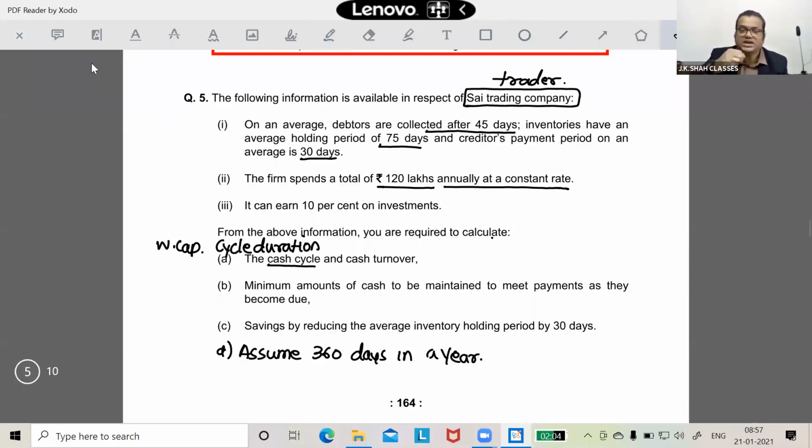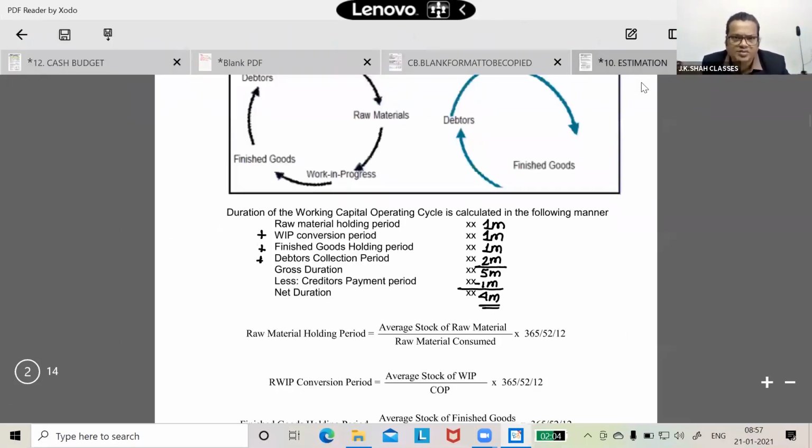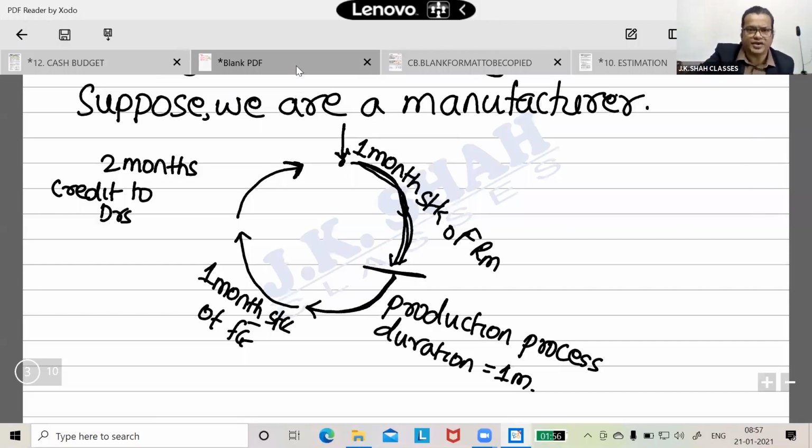Fine. So now see, he's a trader now, people. So what will happen in case he's a trader? Here we discussed that there's going to be a raw material holding period, but the raw material holding period won't come now. Why? Because he's a trader. He doesn't buy raw material. He doesn't convert it into finished goods. It will start directly from the finished goods holding period. Okay. So let me write this. We talk about question number 5.